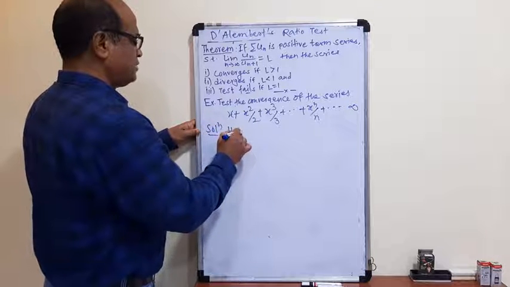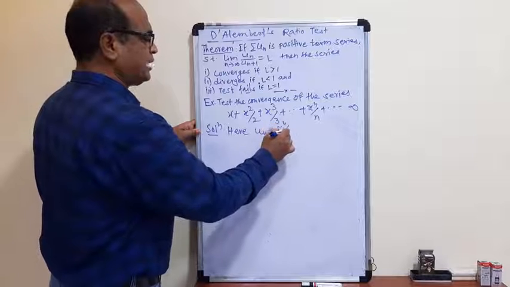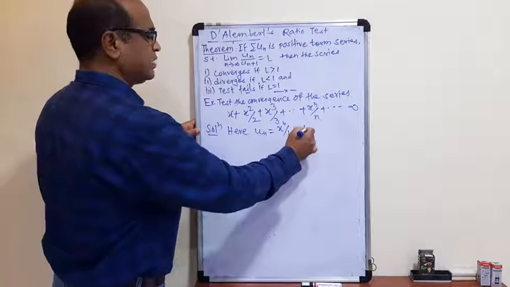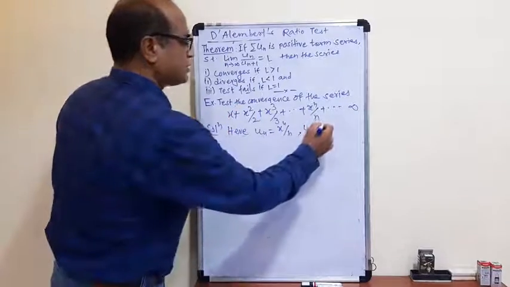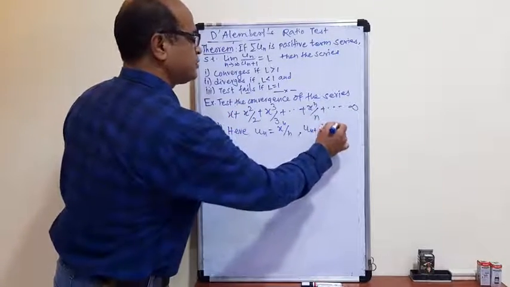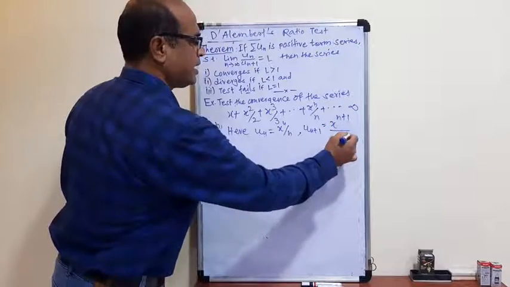Here, what is un? So un is equal to x raised to n divided by n. So what is un plus 1? Put n equal to n plus 1. So then what happened? So x raised to n plus 1 divided by n plus 1. Okay, so that is simple.